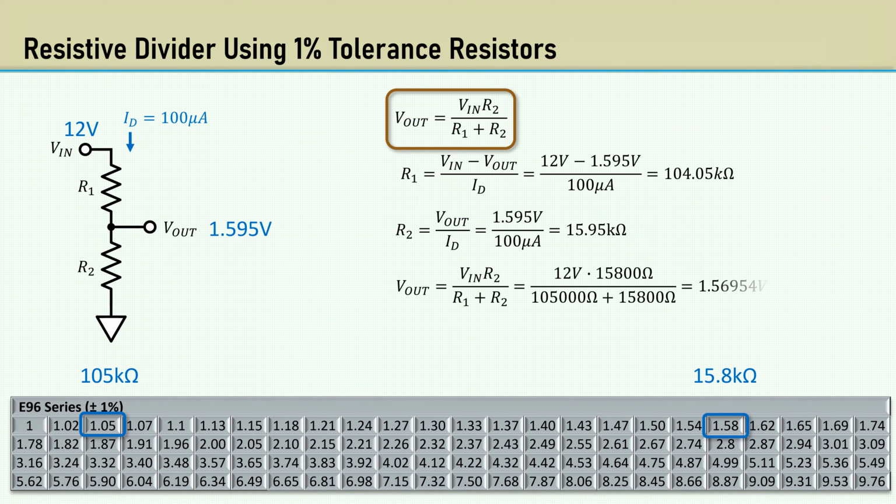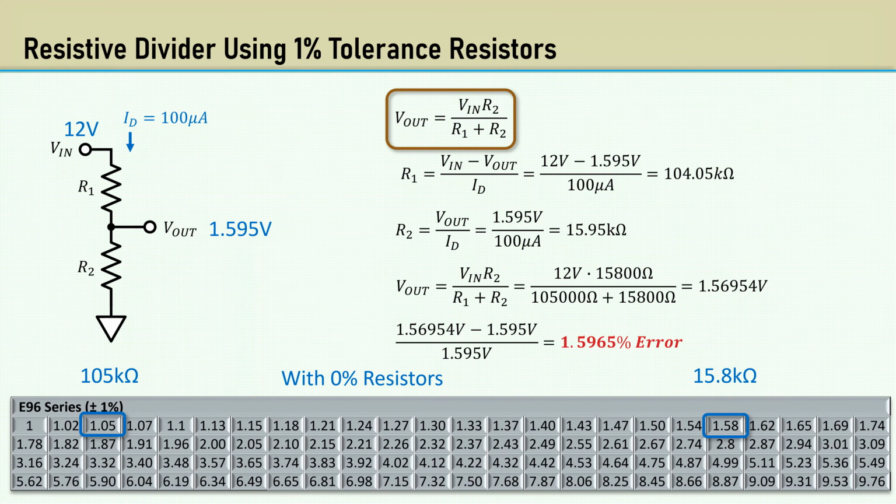Putting those values in the divider equation gives us 1.56954 volts. The percentage error is 1.5965%. That's how far off our divider is, with the resistors being 0% inaccurate. Just the spacing between the intervals of the resistor values can result in greater than 1% error before the additional tolerance of the resistors even comes into play.